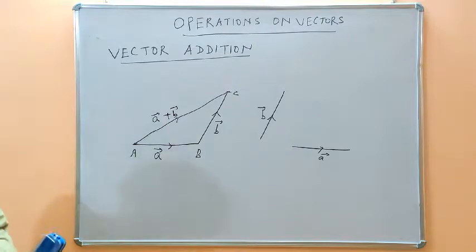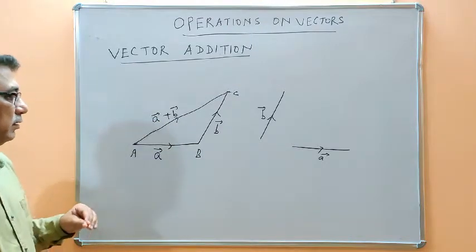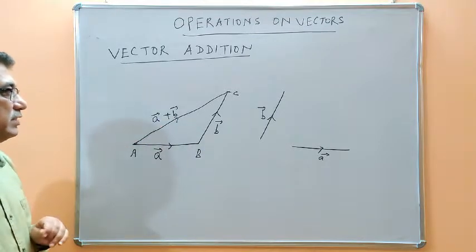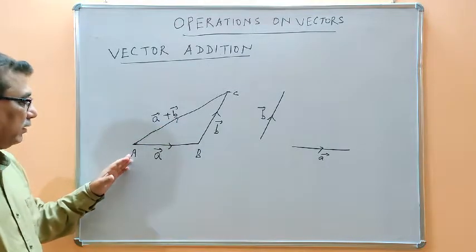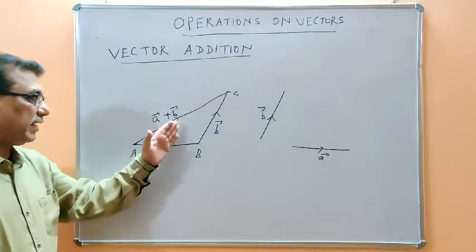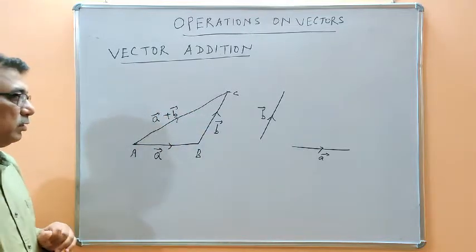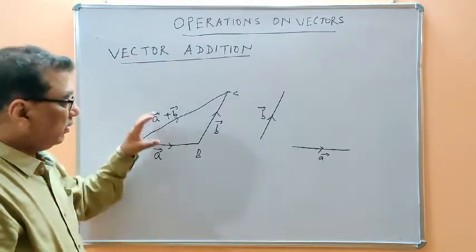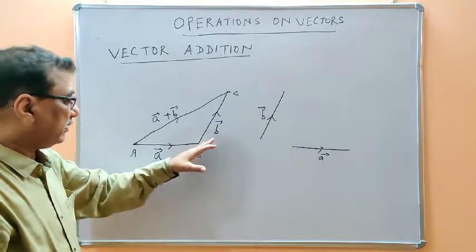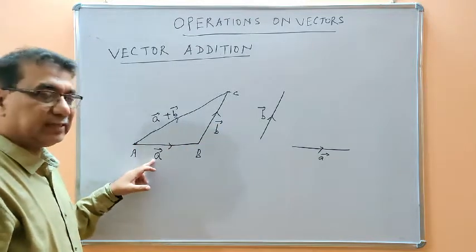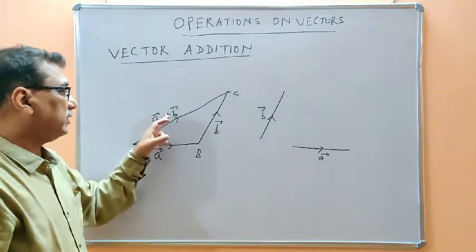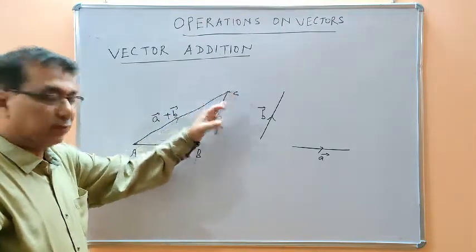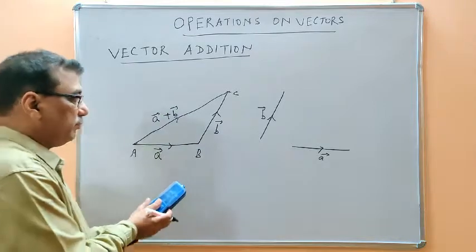Okay, so AC, which is the sum of A and B, is also a vector which is represented by AC in direction as well as in magnitude. Okay, so the initial point of the addition of two vectors is the initial point of the first vector, and the terminal point of this vector, which is the addition of A and B, is the terminal point of the second vector. Okay, so this is called A plus B.